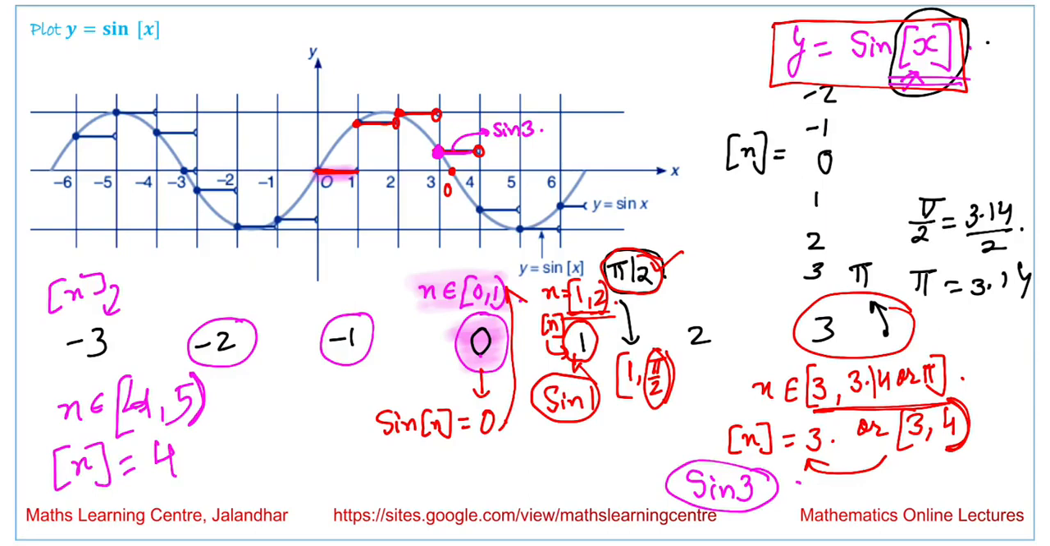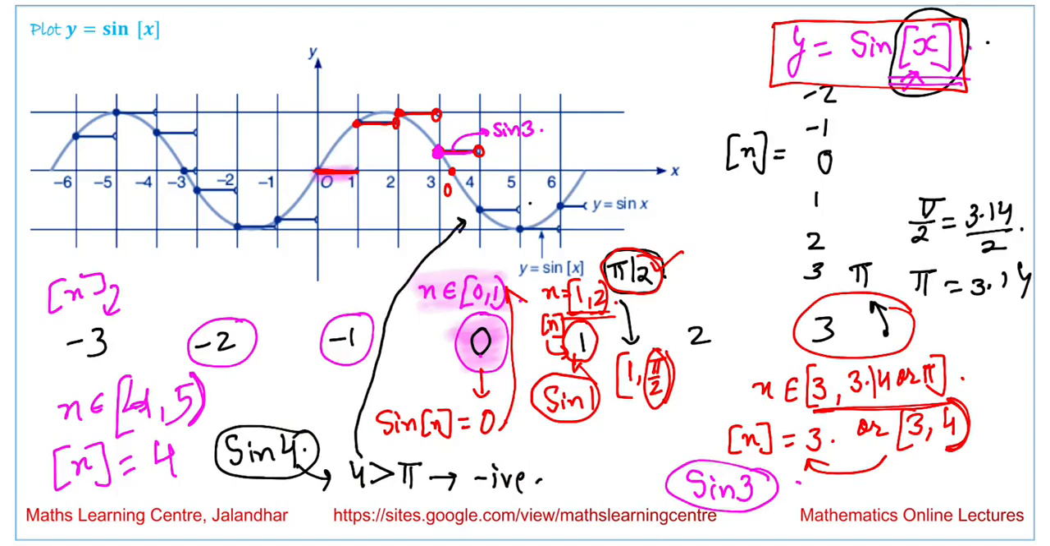The answer we obtain will be sine of 4. Since 4 is greater than pi, the answer we obtain will be negative. So we are saying this value, sine of 4, is basically negative. This point 4 has this value, and it is up to 5, and it is open at this 5. So this is the graph. This is how we can plot the graph for y is equal to sine of greatest integer of x.